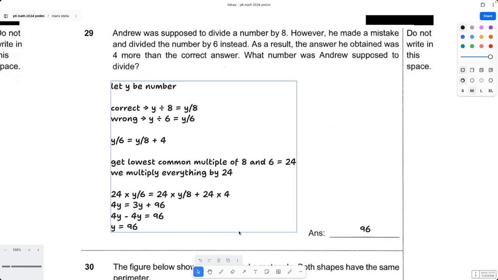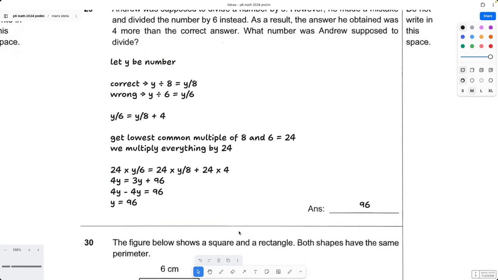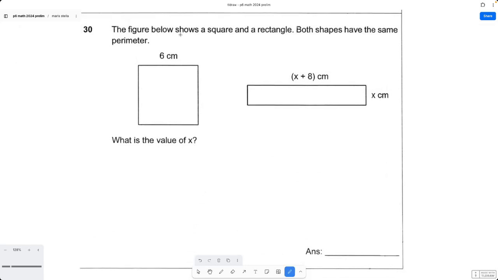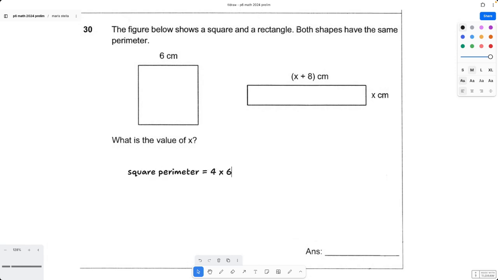There you go. All right, so let's move to the next question. And last question. All right, question 30. The figure below shows a square and a rectangle. Both shapes have the same perimeter. What is the value of x? So a square perimeter is equal to 4 times 6, which is equal to 24 centimeters.